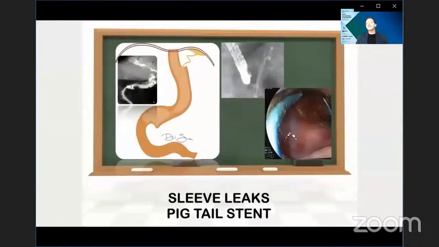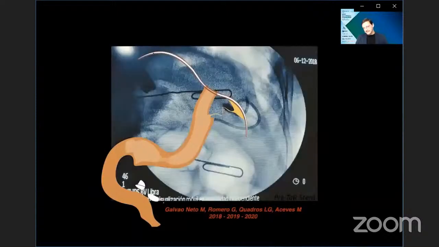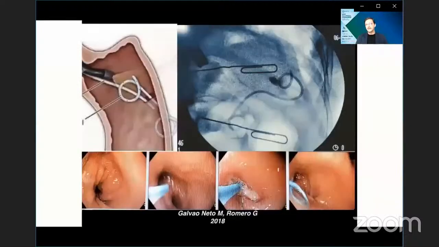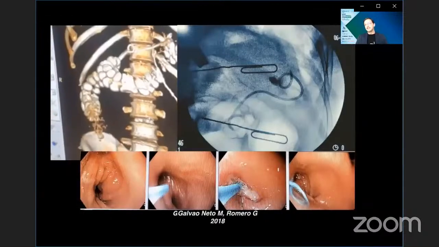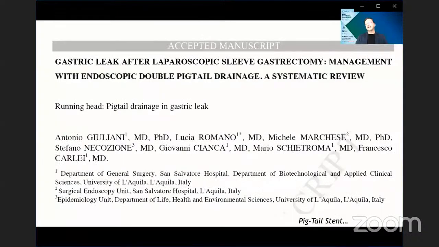And then comes the new one, the double pigtail done by endoscopy. An example of how we do that: you see the sleeve, the leak, and the narrowing. And then you see the pigtail positioned the way it should be in the cavity, draining into the lumen, a very anatomical drainage, as you can also see here in the 3-dimensional reconstruction. So it's a very elegant way.